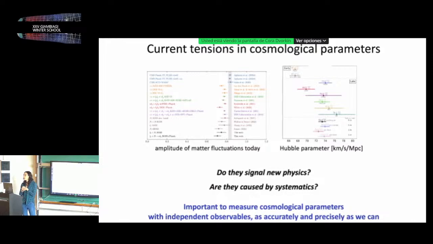There is a tension of about 5 sigma now in the Hubble parameter value. This is the expansion rate of the universe today, from probes of the local universe and measurements from the CMB. And you can see this tension. This plot really doesn't show up very well. I don't see anything. Is it me? Okay. Anyway, there is a tension.